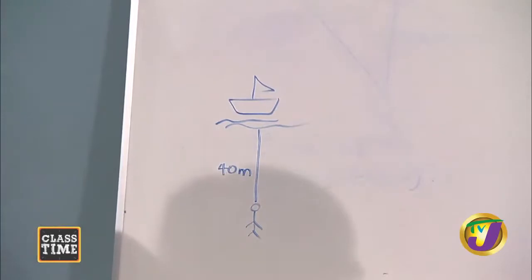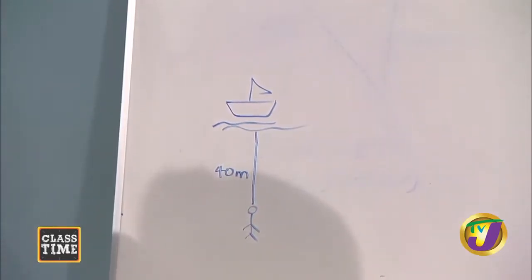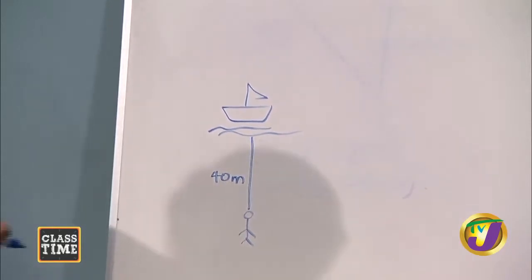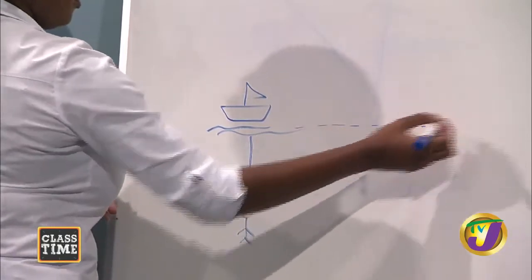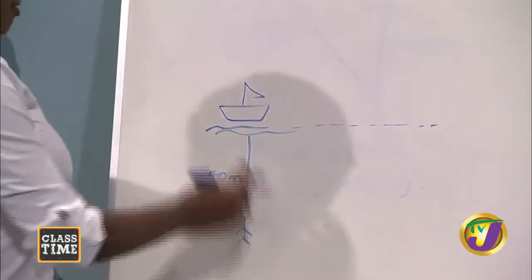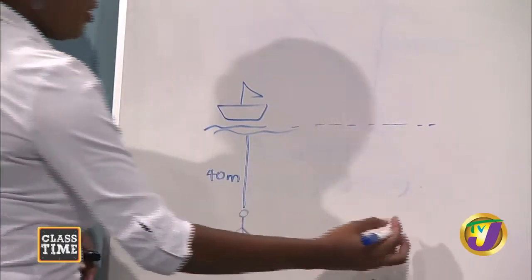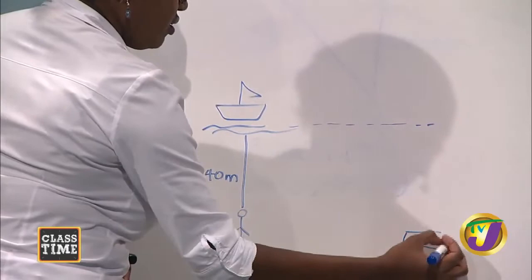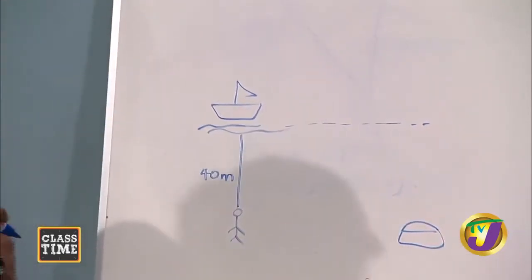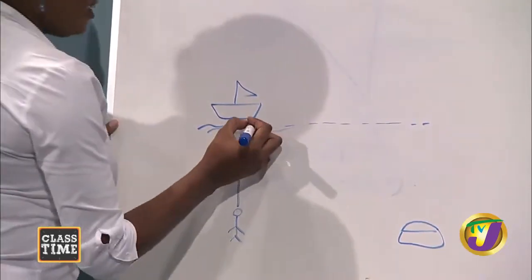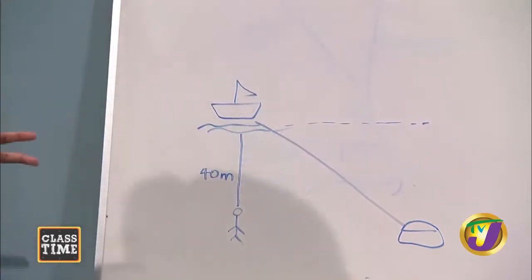And the treasure chest is at 12 degrees depression. So if this is your sea level, where is the chest going to be? Over here, or up on this side? On this side, so my chest is going to be here, something looking like that. So let's put in our angle. Where would I have my angle?